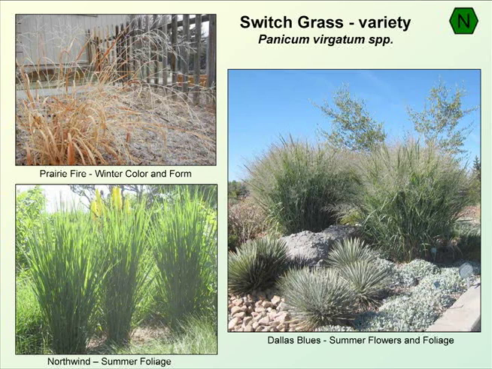The Dallas Blues is a really pretty wide blade with a blue-green color to it. Northwind is an excellent plant if you're looking for something that won't fall over when the snow comes. It stays very upright throughout the winter season. And again, that one has a bright green leaf to it. And all of the switchgrasses have a really light, airy, almost red-tinged seed head. And so they're not real obvious, but they're pretty when the light hits them just right.